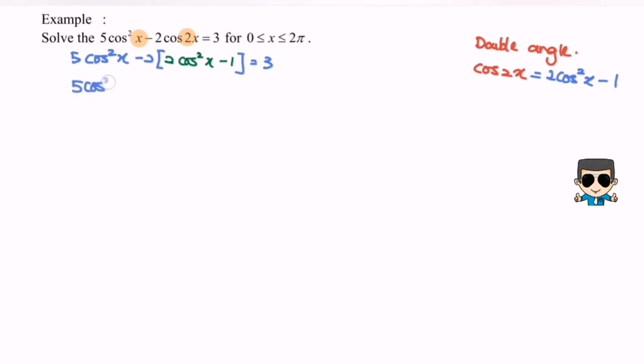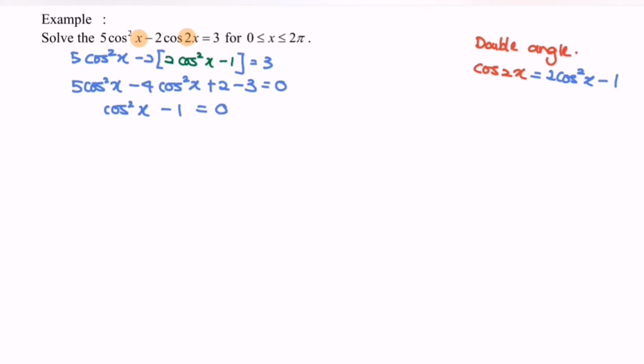5 cos square x minus 4 cos square x plus 2 minus 3 equals to 0. Simplify the situation and we will have cos square x minus 1 equals to 0. Next, I'm going to factorize the situation and we will have cos x minus 1 bracket cos x plus 1 equals to 0. So finally, cos x is equals to 1, cos x is equals to negative 1.